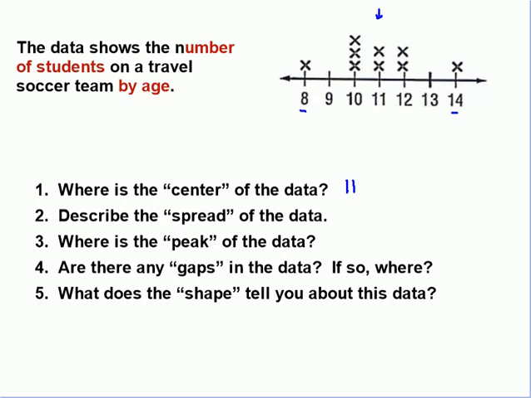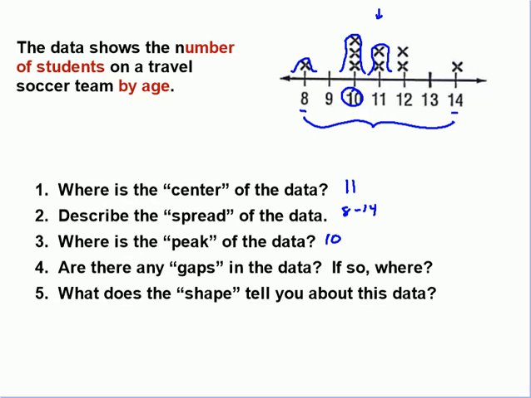Now let's describe the spread of the data. So it spreads from here to here. There's actually a thing called the range that allows us to describe that spread of the data, but we could say it is from 8 to 14. Where is the peak of the data? Which one of these has the highest peak? You can think about it like a mountain. Here's a mountain, and here is a mountain, and here is a mountain. Well, which mountain has the highest peak? Well, this one does. So the peak is the number 10. The 10-year-olds are the largest number of students on the team.